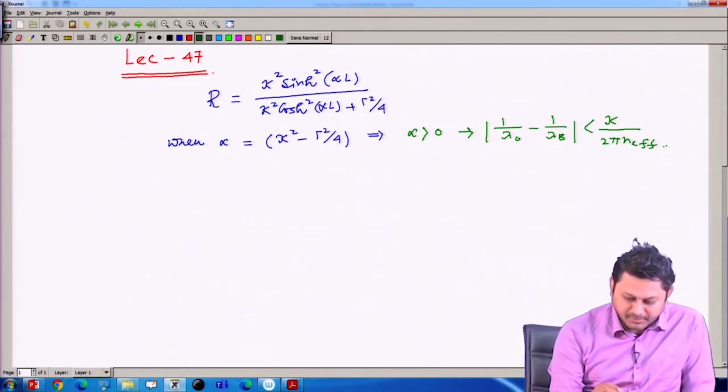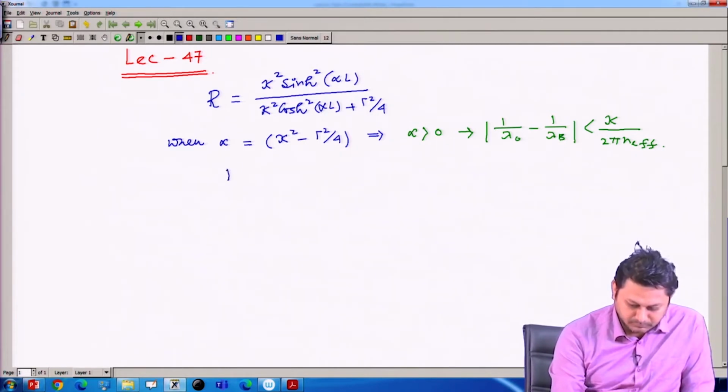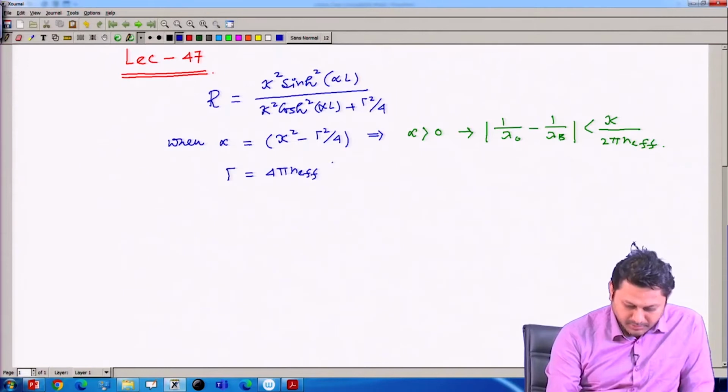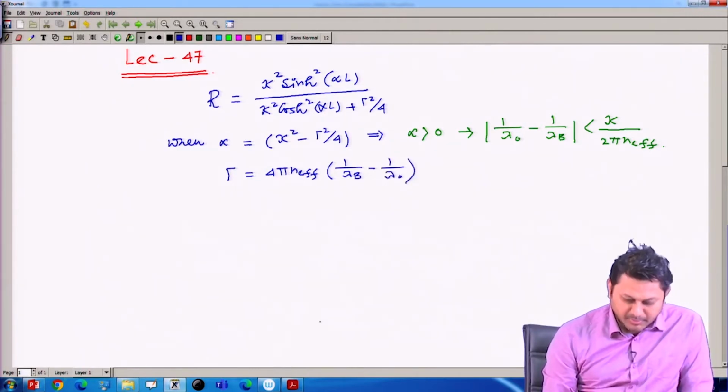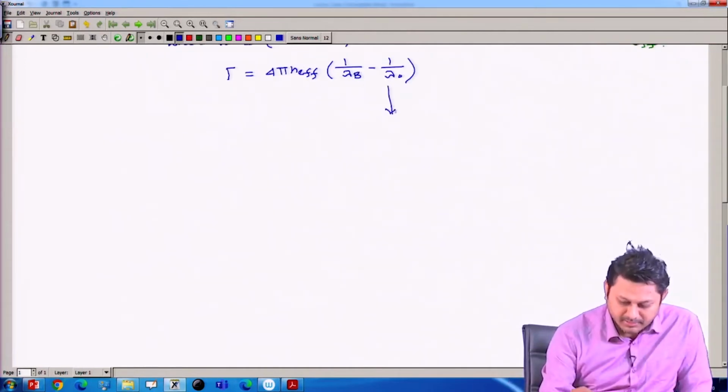Okay, fine, and also the gamma was something like 4 pi n effective 1 divided by lambda b minus 1 divided by lambda 0. Now, this 1 by lambda 0 term, that is the variable parameter. This is variable.